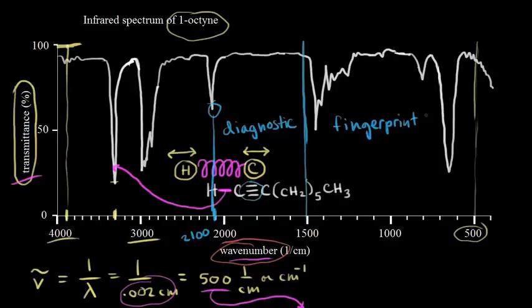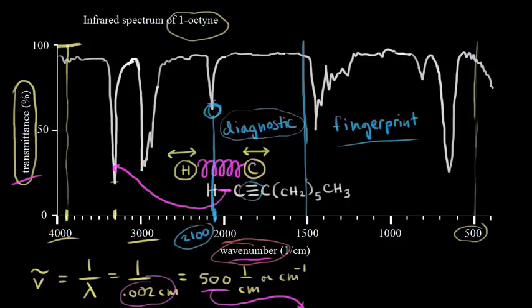So we have the diagnostic region and the fingerprint region. We're not gonna deal much with the fingerprint region, maybe a little bit. We're gonna focus in on the diagnostic region. We're gonna focus on where the signals appear. So I look at the signal, I go down to here, and I get a specific wave number. So the location of the signal is pretty important.